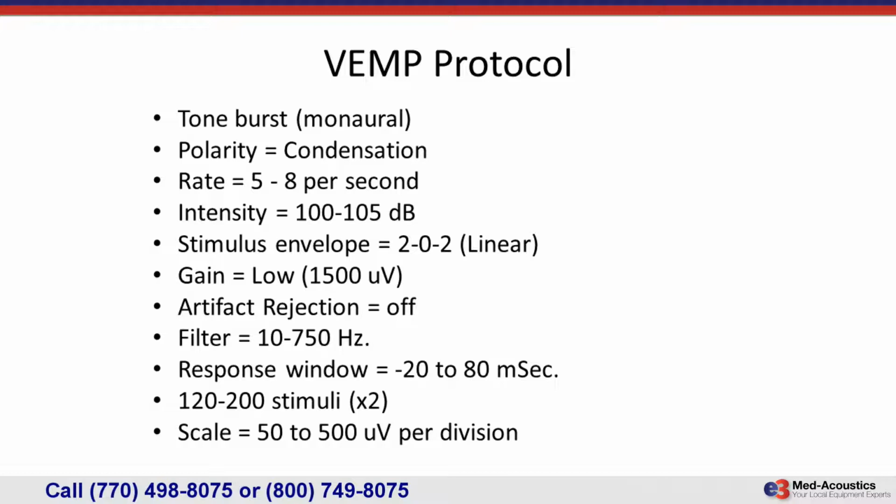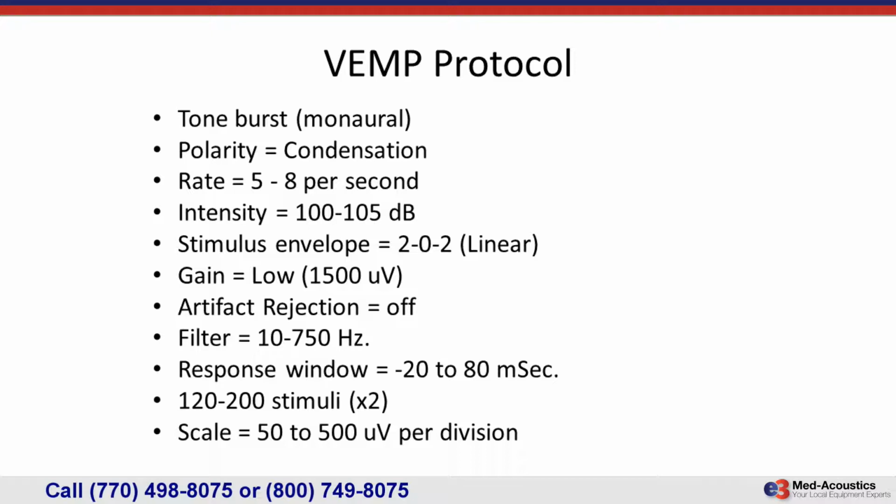The intensity is the loudest intensity I can get out of whatever piece of equipment I'm using. And typically, I try to get 100 and even 105 dB NHL. The stimulus envelope is the typical stimulus envelope that you would find. In other words, 2 cycles of rise time, no plateau time, 0 plateau, and 2 cycles of fall time. And the gating on it can be linear.